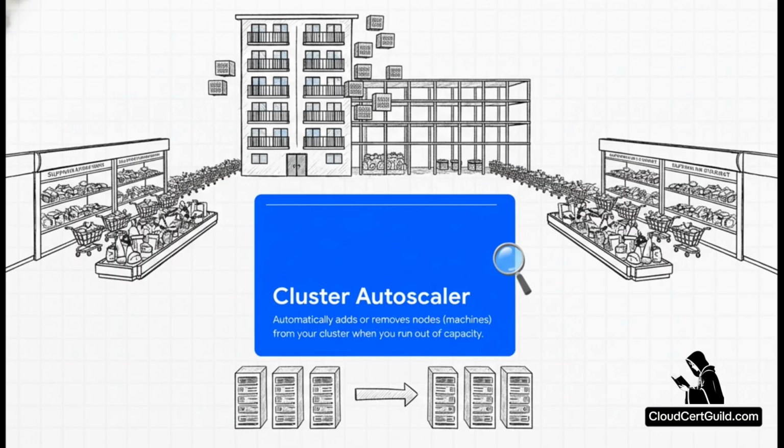Well, that's where the cluster autoscaler steps in. It's watching for that exact problem. And when it sees you're out of space, it automatically adds more physical machines, more servers, which we call nodes, to your cluster. It's like the building owner deciding to add a whole new wing to the apartment complex on the fly because demand is through the roof.